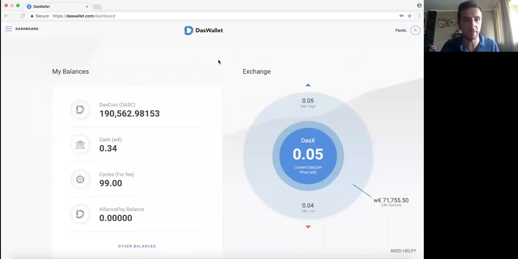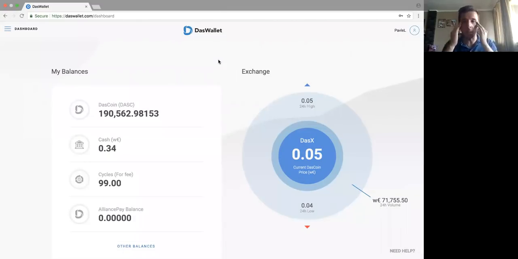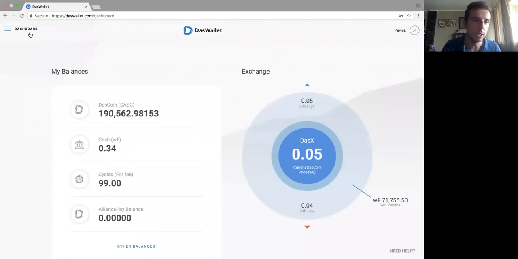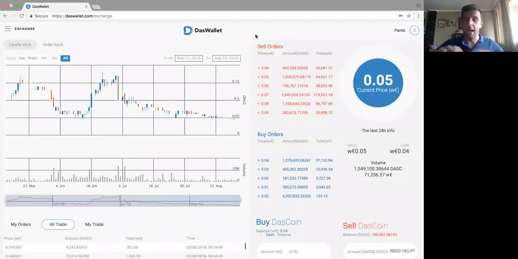Here we go. Perfect. So we logged into our Das Wallet. As you can see, this is the dashboard page of the screen. So I see my currently available DAS coins. I see my cash, cycles for fees, Alliance Pay balance, all that stuff. So we navigate to the exchange page and the whole universe opens up, right?